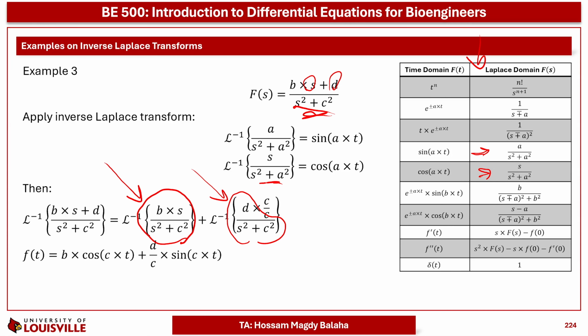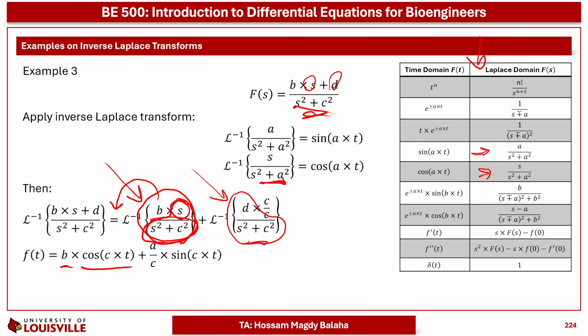How? This is a cosine. So we need s in the numerator, which is here, and s squared plus c squared in the denominator, which is here. So move that constant outside, like here, and this will be our cosine. a here is c, so it will be cosine ct. What about this one? We need in the numerator to find c.